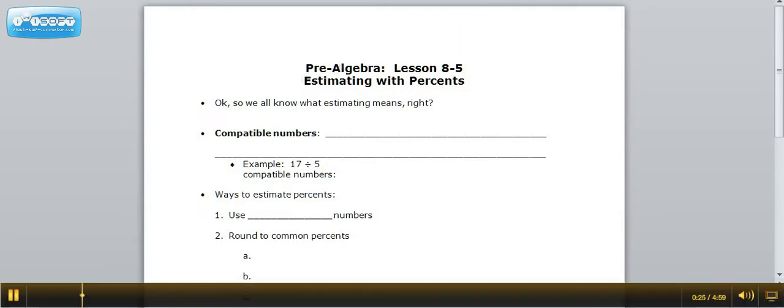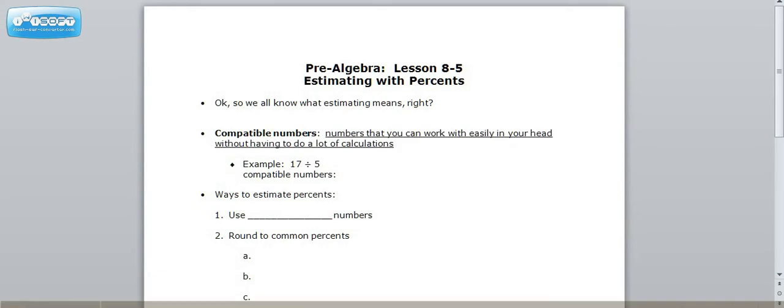So in order to get good estimation, we need to use what's called compatible numbers. The definition for compatible numbers: numbers that you can work with easily in your head without having to do a lot of calculations. For example, 17 divided by 5 doesn't come out nice and neat and pretty, but I can do 15 divided by 5, which we know is 3. Sometimes you want to round maybe a little bit more than that.